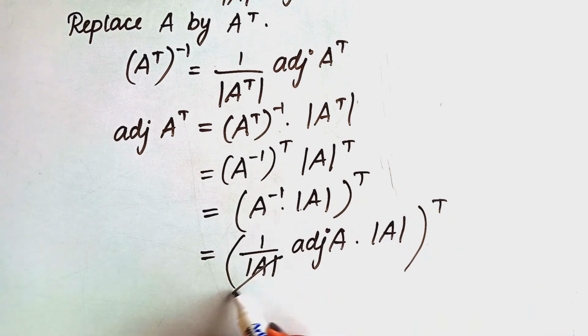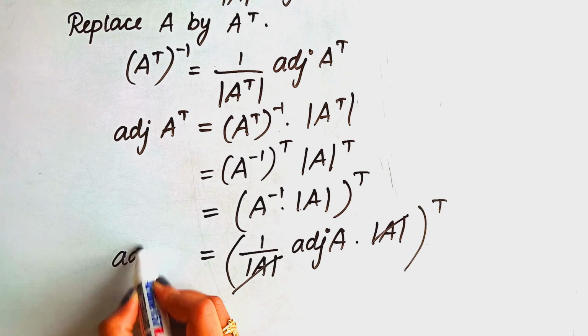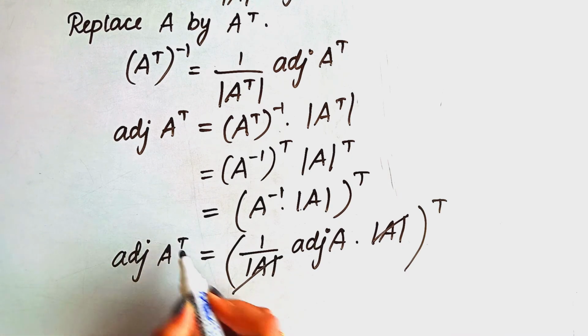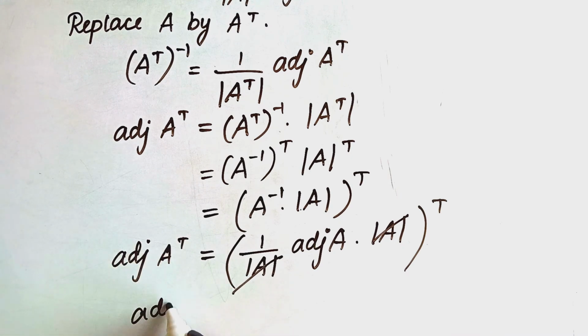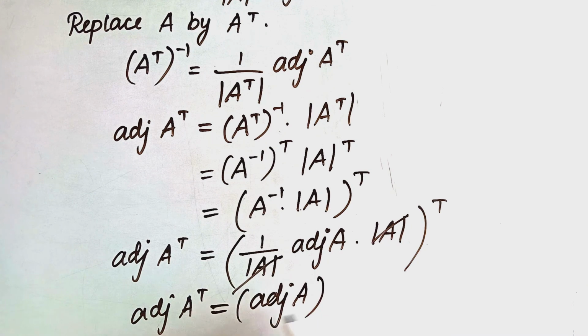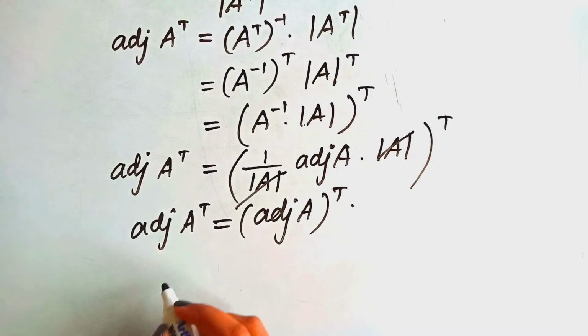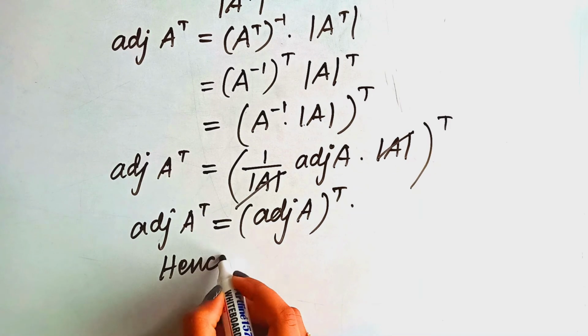Now you can cancel this determinant of A and determinant of A, and here there is adjoint of A transpose. Therefore, adjoint of A transpose is equal to adjoint A the whole transpose, right? So this is what we have to prove. We have proved it, so that you can write it as hence proved.